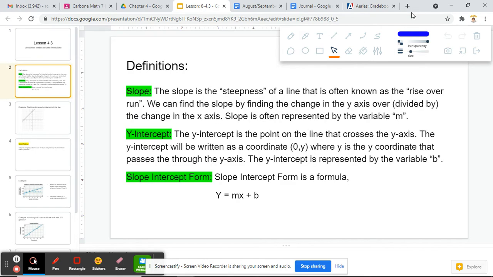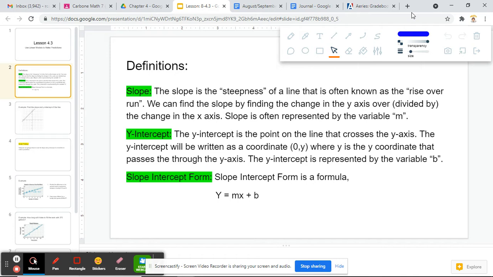So we've got three big definitions for today. The first one is the slope. The slope is kind of like the steepness of a line. It's often known as rise over run. We can find the slope by finding the change in the y-axis divided by the change in the x-axis. And slope is often represented by the variable m.